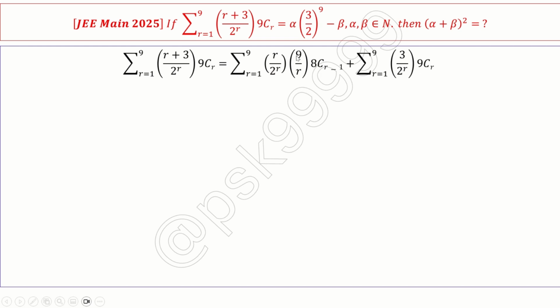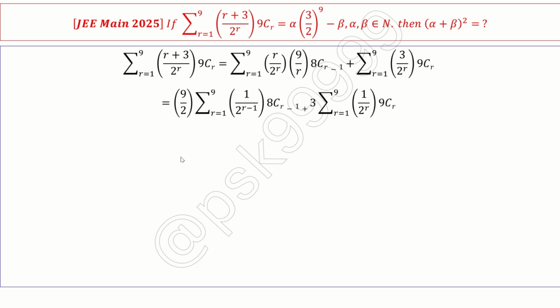Sigma is the same. Now in this one, 9Cr, I am taking 9 out from the numerator and r out from the denominator, so I am left with 8C(r minus 1). This you should know. If you are doing binomial theorem or permutations and combinations, you will know that if you take out n by r from nCr, it will become (n minus 1)C(r minus 1), correct? So now simplify further. 9 by 2 I am taking out, sigma r equal to 1 to 9, r cancelled, 1 by 2 to the power of (r minus 1), 8C(r minus 1).